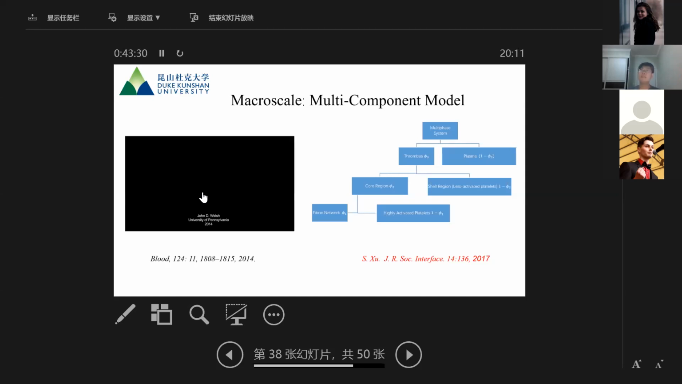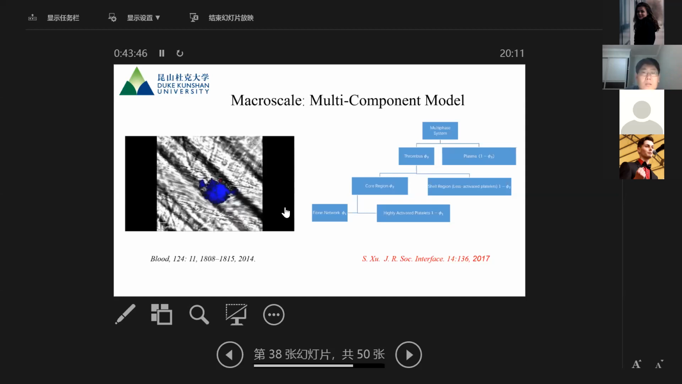Again, in this largest scale, there are a lot of components in the model, right? In the movie, you can see all these small dots, they are small platelets. And then the red part marks the fiber network, and then also the blood plasma, and also there is a core region and a shell region. So there are different phases. It's called multi-phase flow, okay?